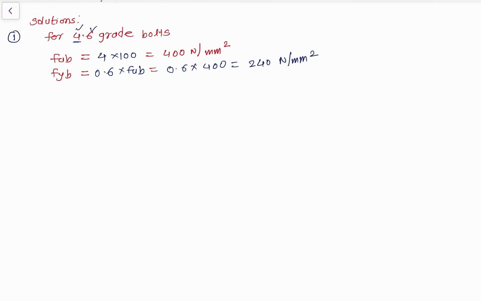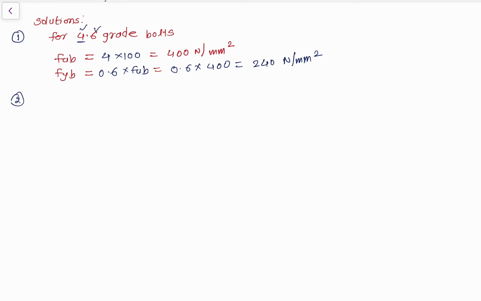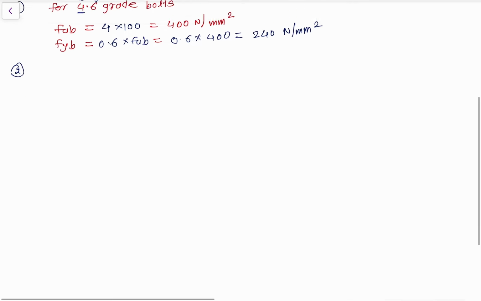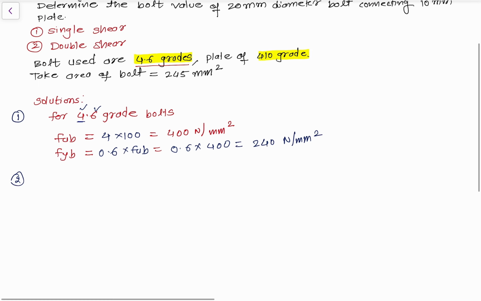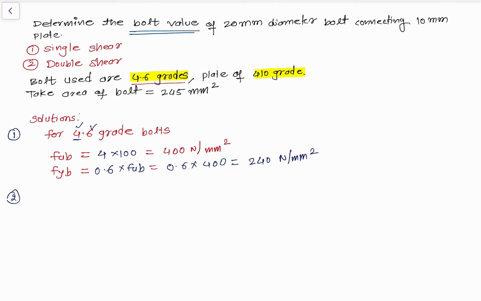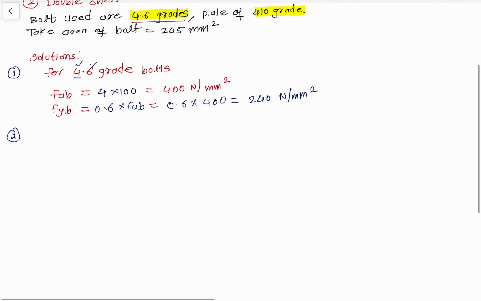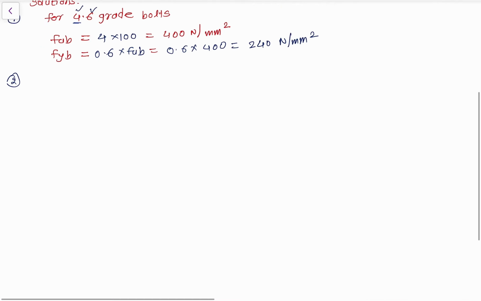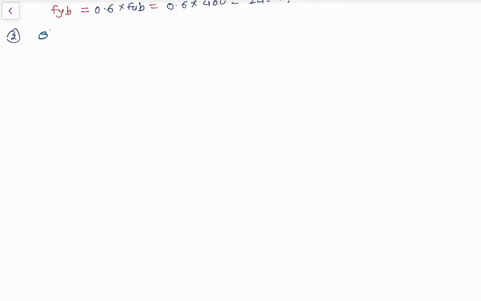Once you do this calculation, the second step is to go for the shear strength, the strength of the bolt in single shear and double shear. Because they are asking us to calculate the bolt value, we need to calculate it in single shear and double shear. So first of all, we need to calculate the strength of the bolt in single shear.